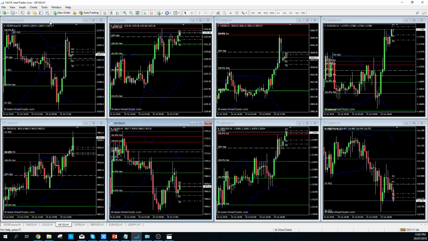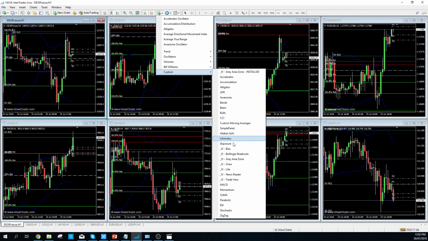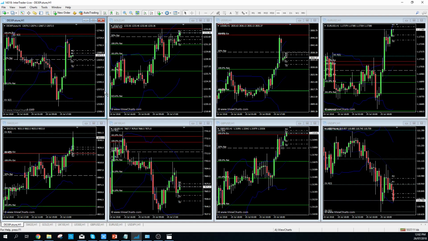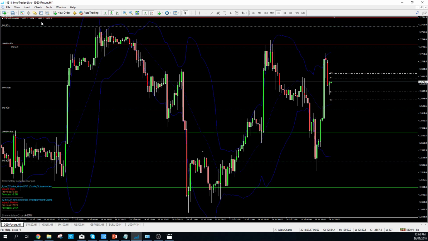So that's another great feature in iView Charts. If you want to know what the news is, then simply go to my custom indicators, add the news reader, and then you're going to get in your charts a nice little display of what's coming up. So in 9 hours 32 minutes we've got the US crude inventory, so we can easily bring on a Brent chart and look for some ideas and some trades from the technical side, then look for that fundamental information to speed up the market movement.